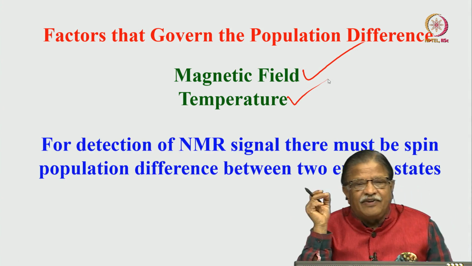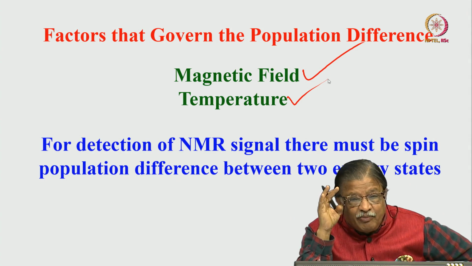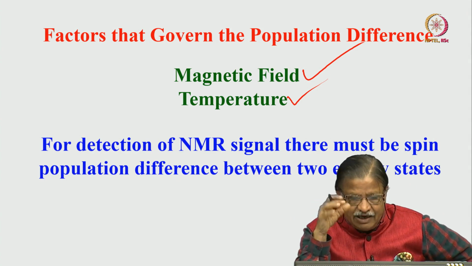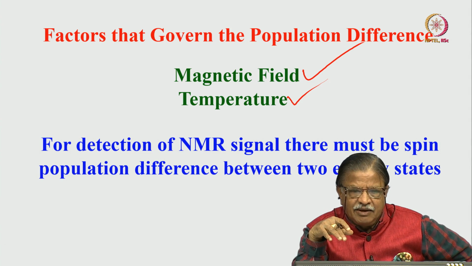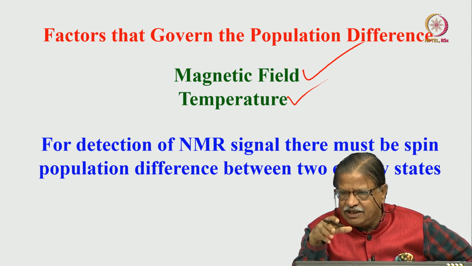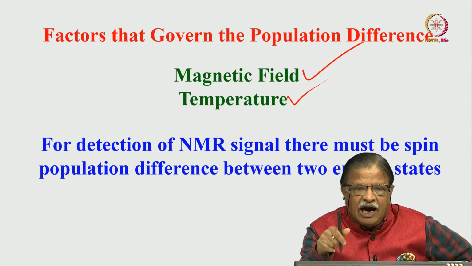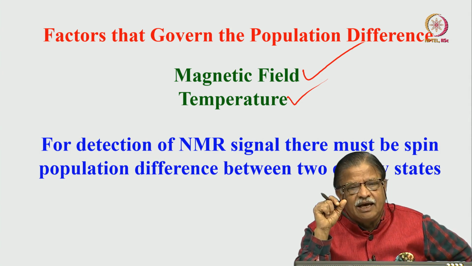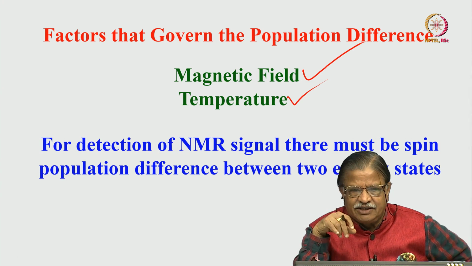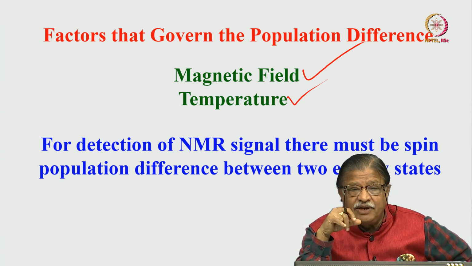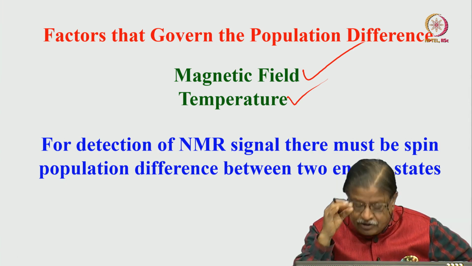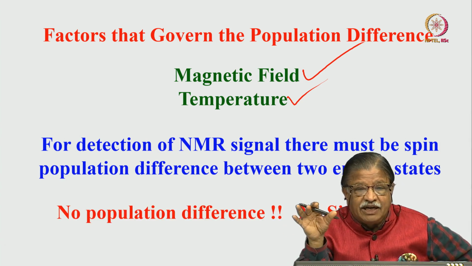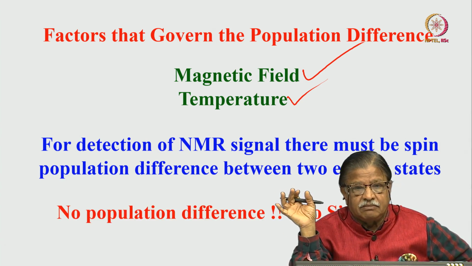For detection of an NMR signal, there must be a spin population difference. I told you, when I calculated the energy population, I wrote two energy states. What are the populations in the alpha and beta states? I said there is a little excess of population in the ground state, the lower energy state, and there is a difference in population. This is essential to see NMR. No population difference means no NMR.